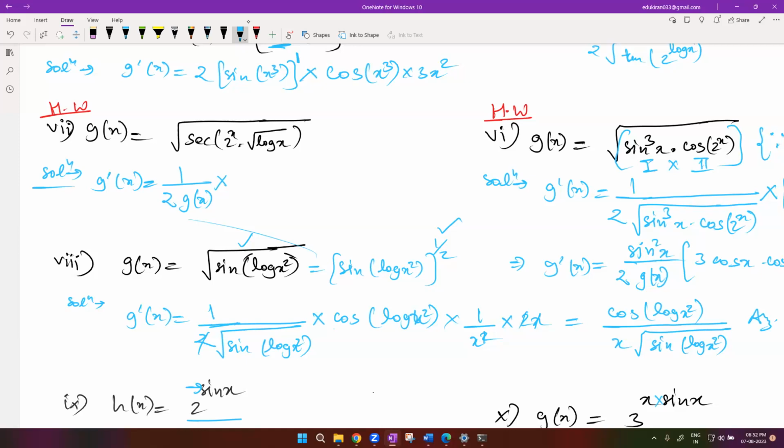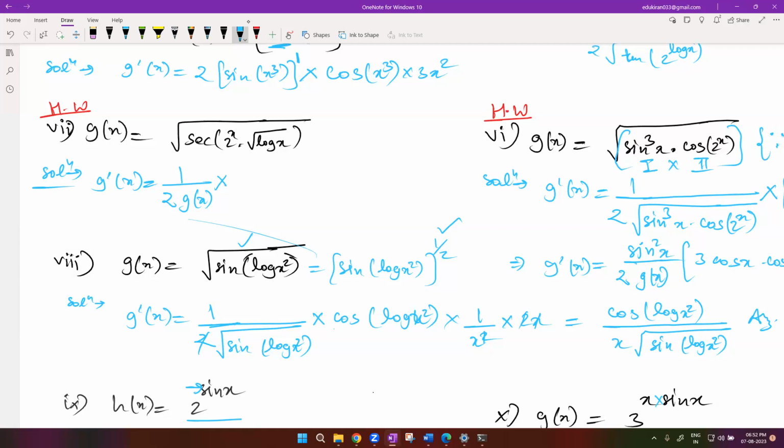Okay, so whatever you first said, 1 by 2, then root over sec of 2 to the power x root of log x, that can be written as g(x). And we have already seen this pattern: we can write g if the whole expression is inside the square root. So we can directly start writing g dash x as 1 upon 2 root g(x). Whatever that expression was, we can replace with g(x). So we have done the differentiation of root.